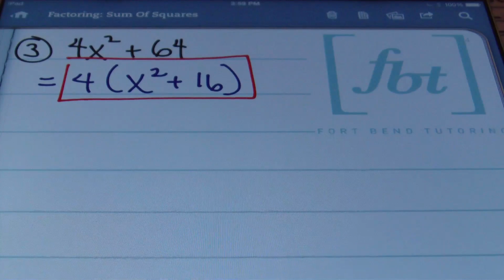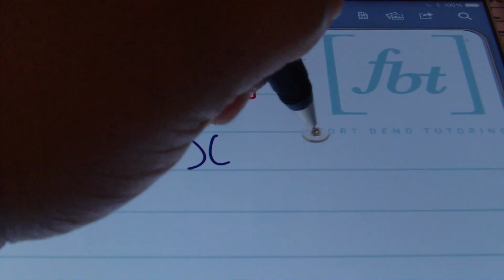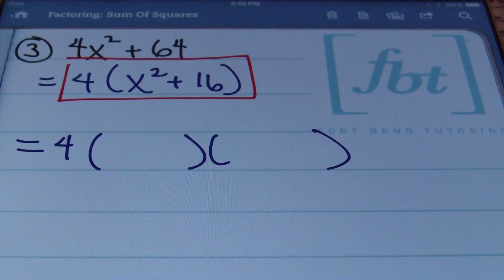Or if you're in an accelerated class and you've already been introduced to complex numbers, you can factor this sum of squares using imaginary numbers. So this is what you would do from there. From this point, we would just continue. We would bring down our GCF of 4. We would open up 2 sets of parentheses here, and you would take the square root of x squared, which is x. So that's your first term in your binomials.